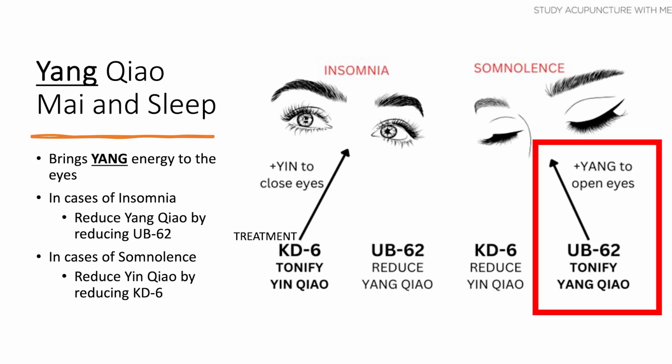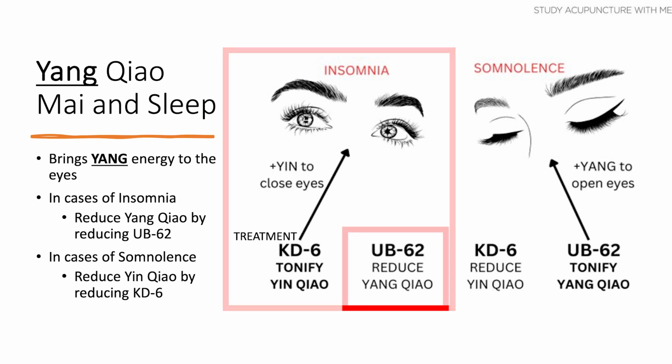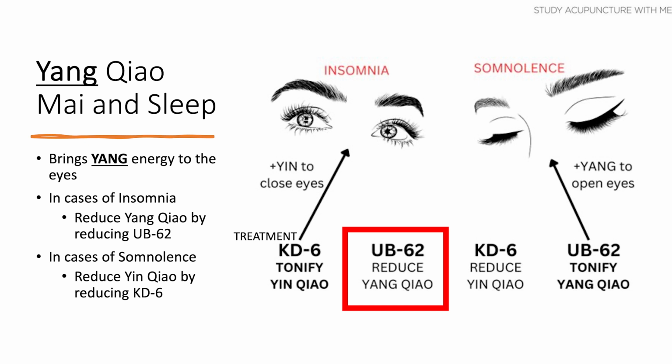And actually, you can also use the Yang Chao Mai to treat insomnia, because with insomnia, the patient's eyes are always open. So potentially that patient's Yang Chao Mai may be bringing too much yang energy to the eyes. So how do we reduce the amount of yang energy going to the eyes? We can, number 1, reduce UB62, which we know is the opening point of the Yang Chao Mai. So we can reduce the amount of yang energy going to the eyes by reducing UB62.